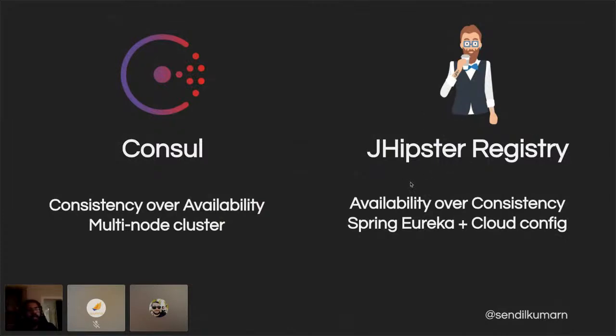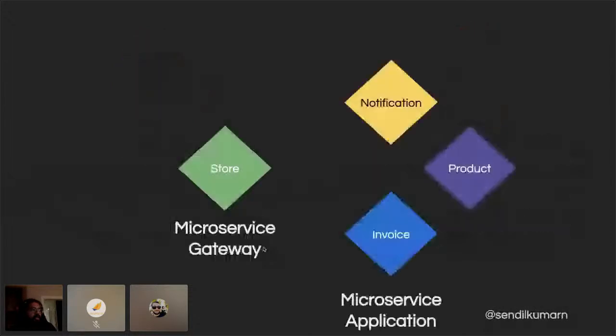On the other hand, the JHipster registry is a custom-built component on top of Netflix OSS. So it is actually having availability over consistency, and it's built with Spring Eureka and Cloud Config. That's a difference. And JHipster registry is exclusive for Java since it has the Spring Eureka component and all those things. It's exclusive for Java and Spring-based applications. While on the other hand, Consul is not exclusive for a particular language. You can use any language that you want. So that's what I was telling. So the store is a microservice gateway, and these are microservice applications.